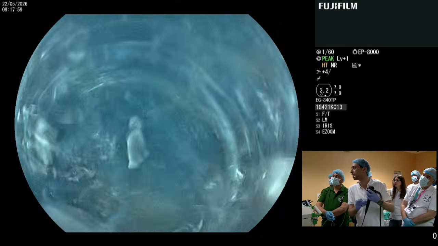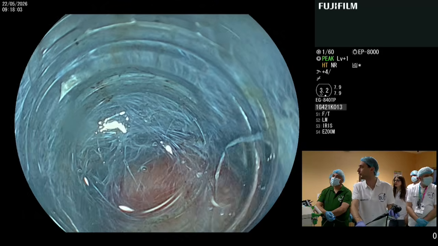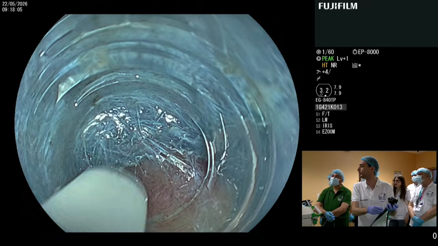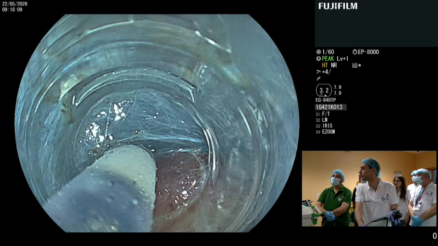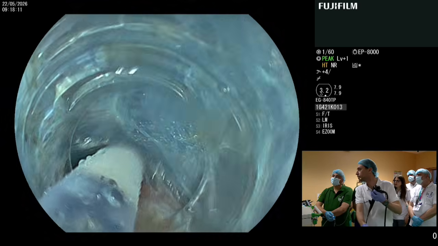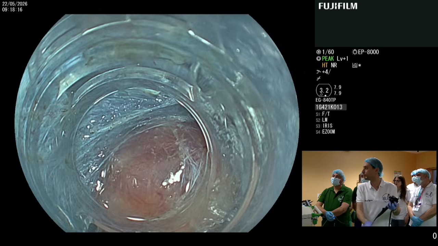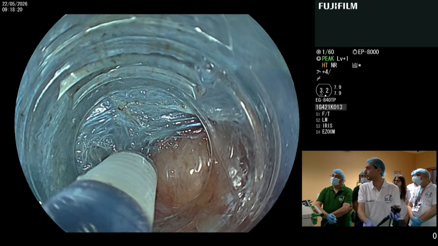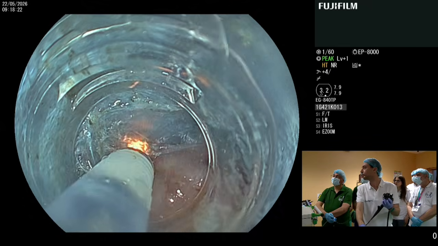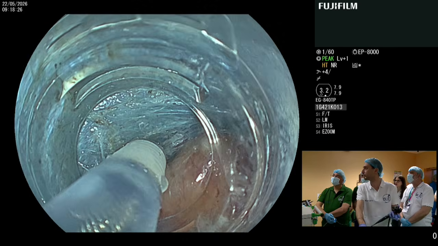I inject again and again. I push my scope. I switch back to forced coagulation. Try to enucleate the tumor. So many people ask, here I damaged the capsule.